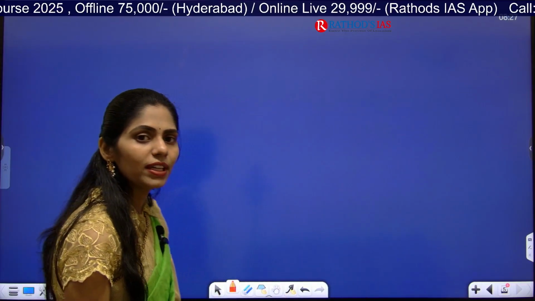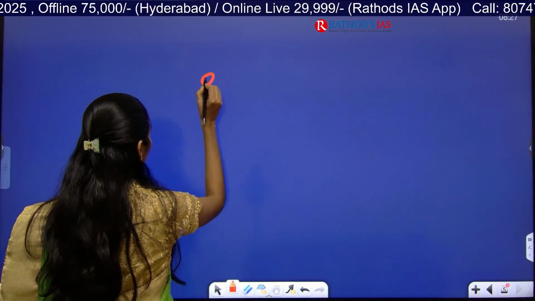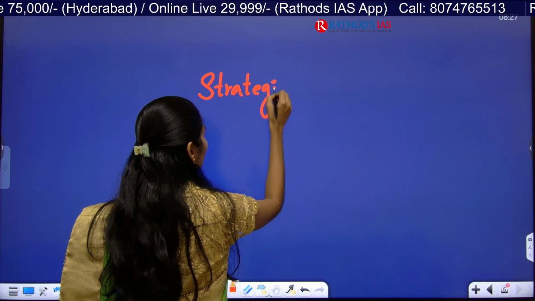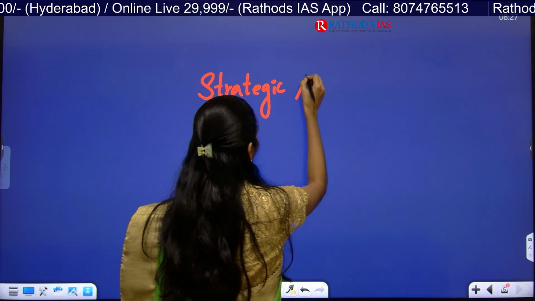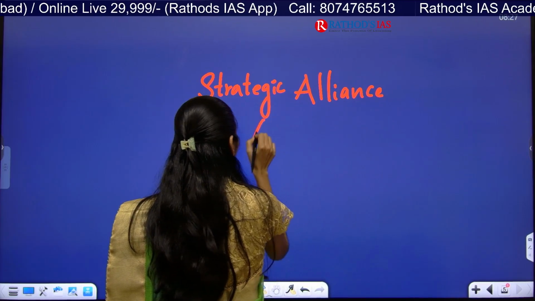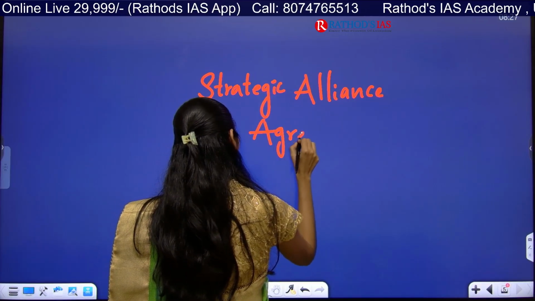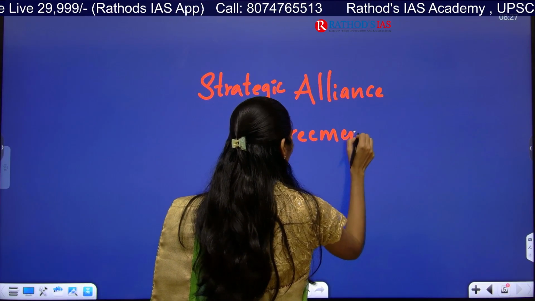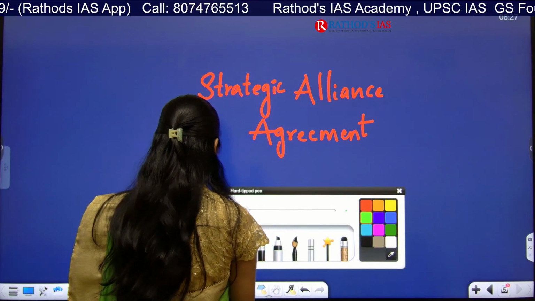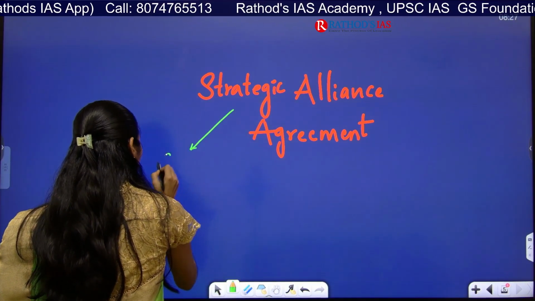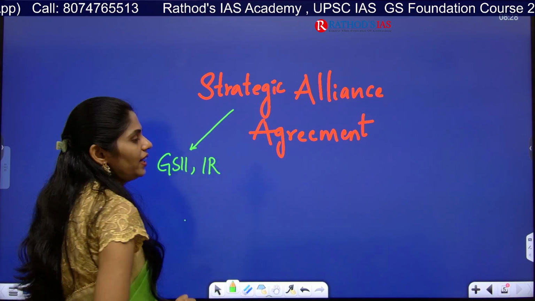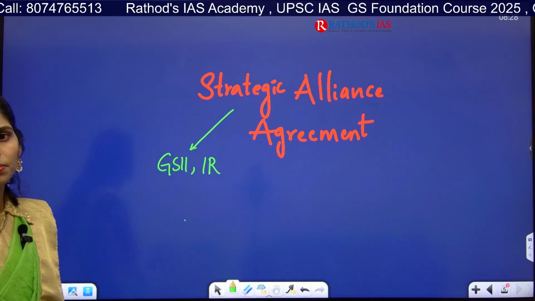Okay, so let me give you the keyword. Keyword is strategic alliance agreement. Okay, so where can we fit this? We have GS paper 2 under international relations, right? So from that, this article is important.